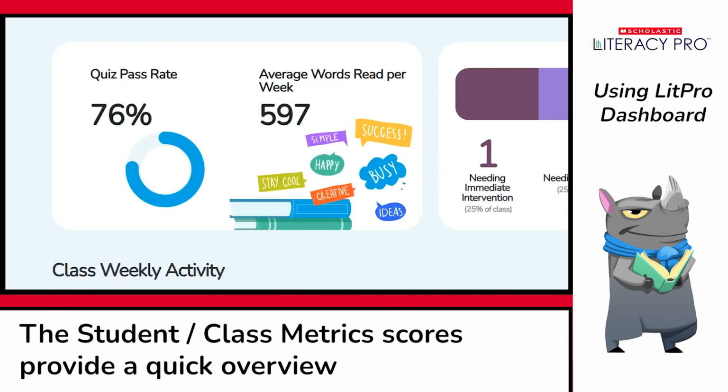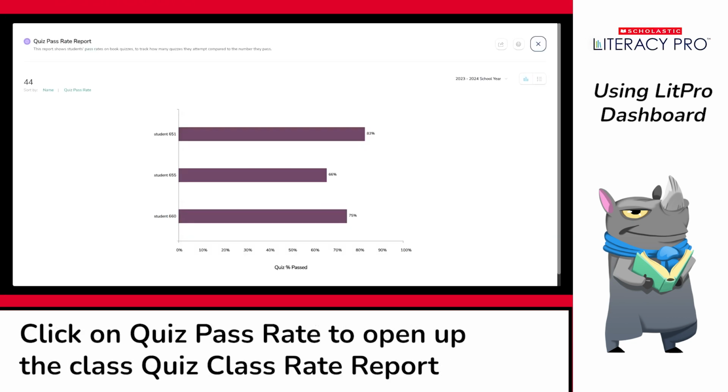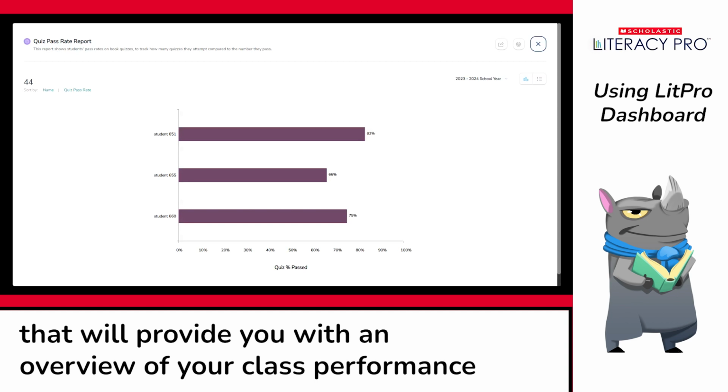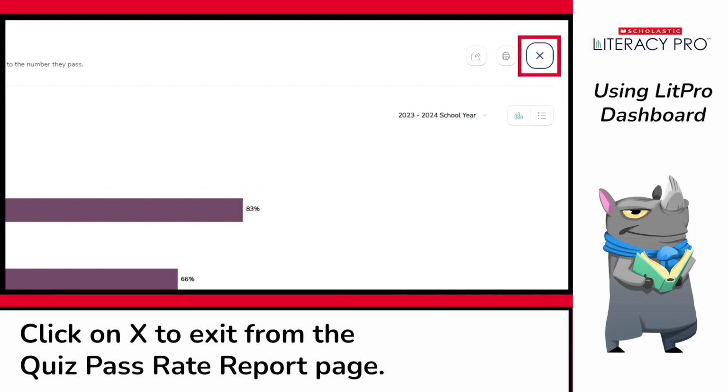The student or class metrics scores provide a quick overview of the overall class quiz pass rate and average words read per week. Click on Quiz Pass Rate to open up the Class Quiz Pass Rate report that will provide you with an overview of your class performance, such as the quiz pass rate of the class for all the quizzes the students have taken. Click on X to exit from the Quiz Pass Rate report page.